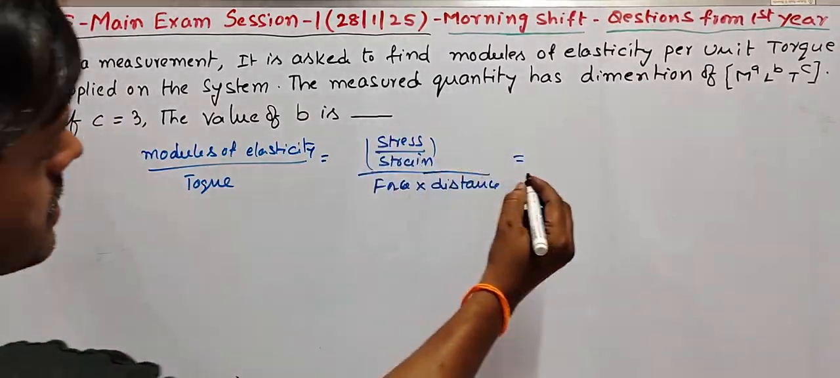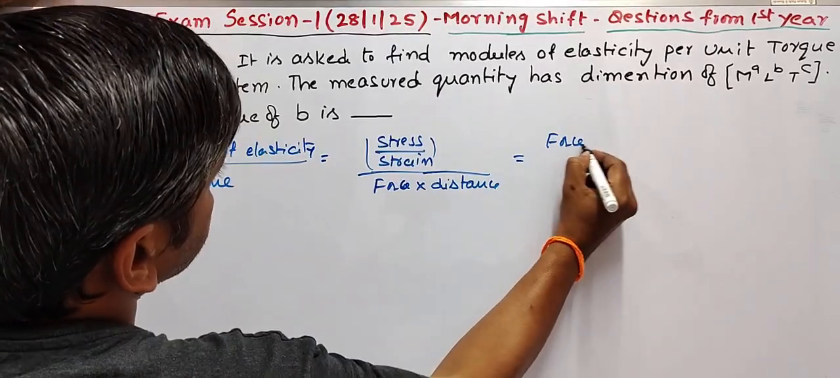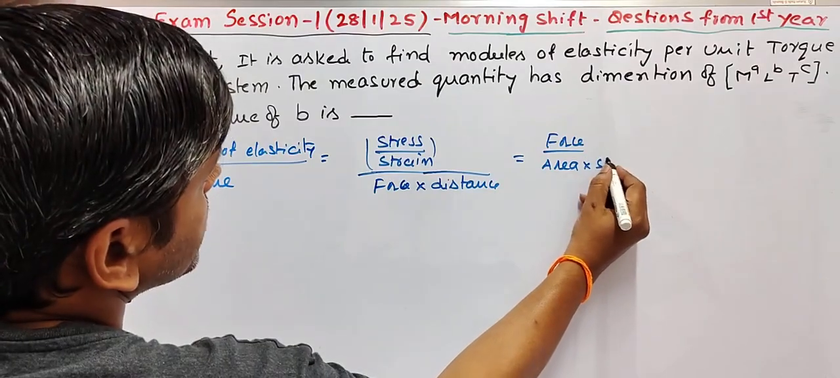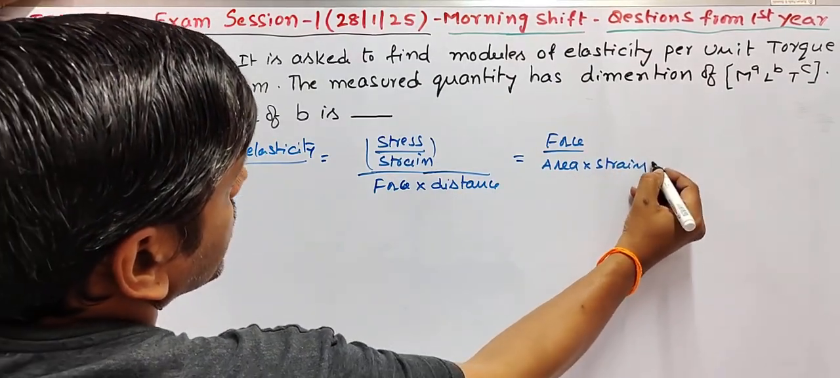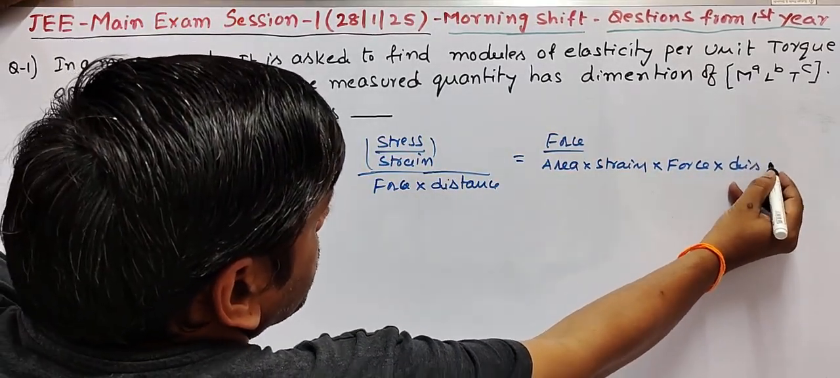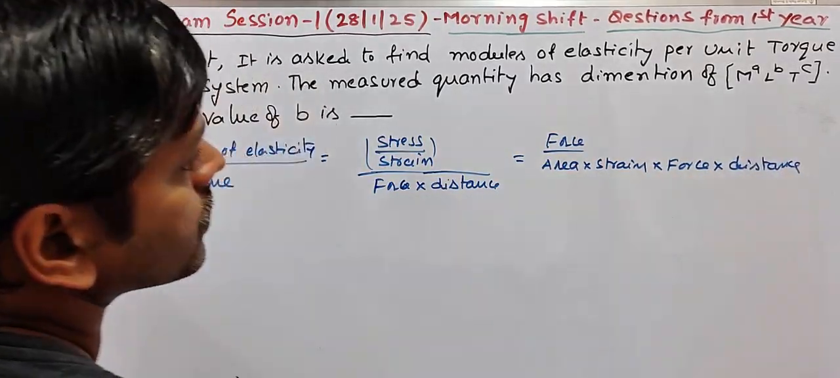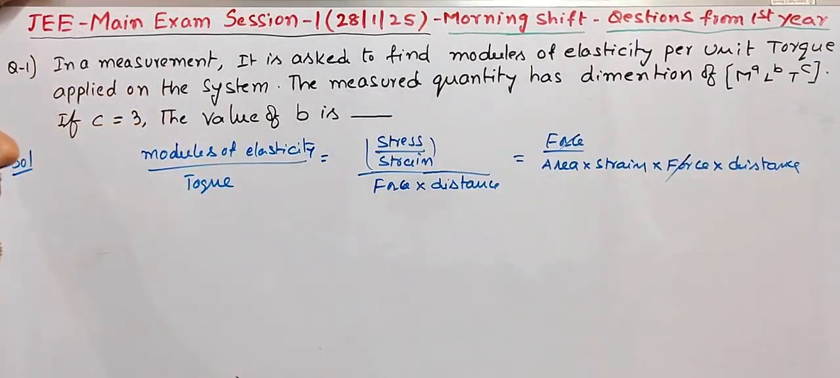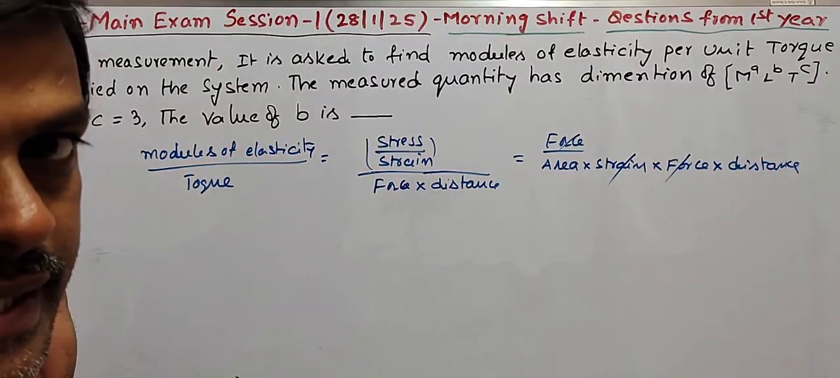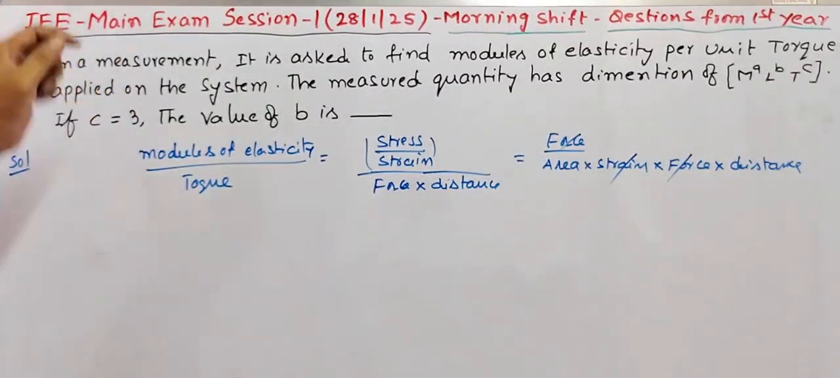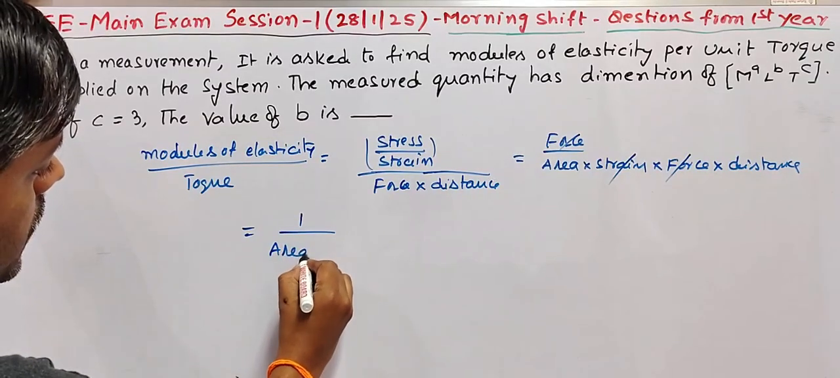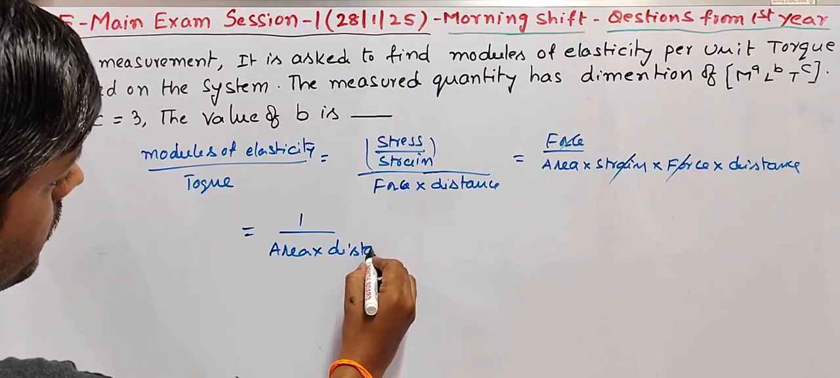But you know, stress is equal to force by area. Divided by strain, so force by area into strain. Into force into distance. You know, this force is cancelled. Strain does not have any dimension formula because strain is equal to change in dimension by original dimension. So what is remaining? The remaining is equal to 1 by area into distance.